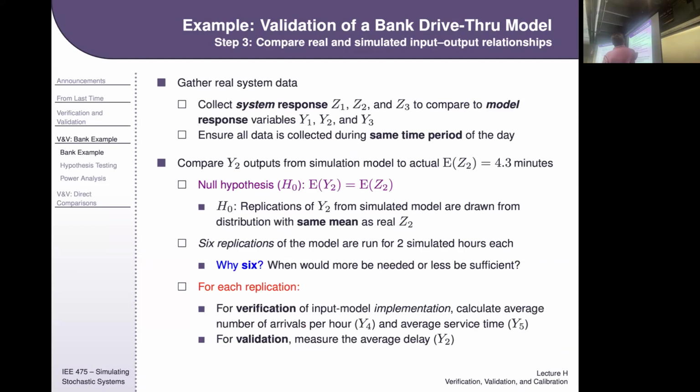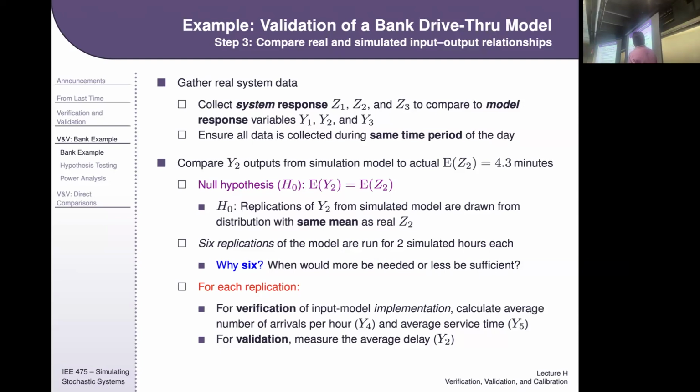So this is going to be an example in output validation. I collect my system response from my real world, and then I collect the model response from my sim. I ensure that all data is collected during the same time period, so I'm not accidentally comparing Monday at noon in the real world to Saturday at 7 a.m. in the sim. And then I compare the outputs from these two.